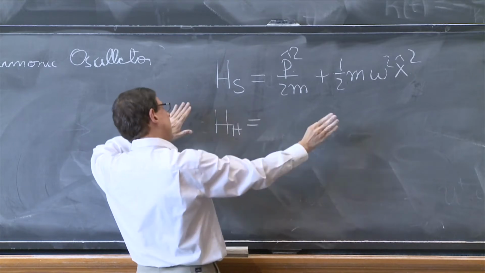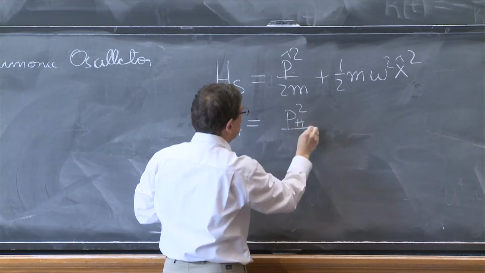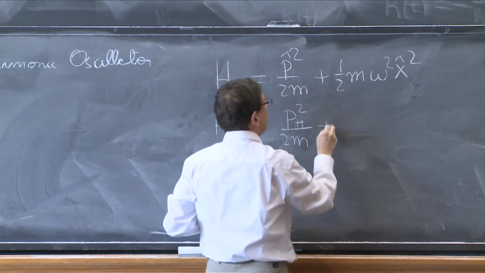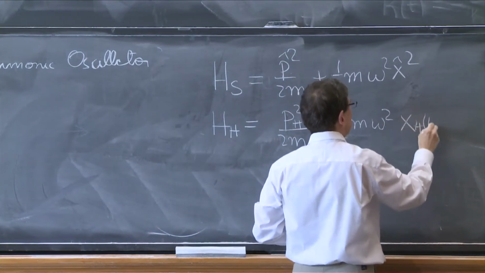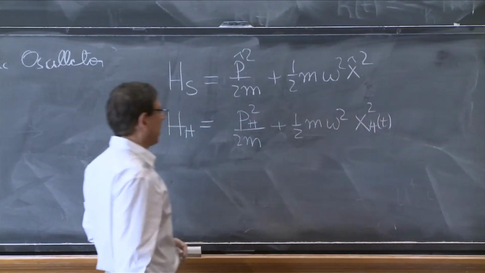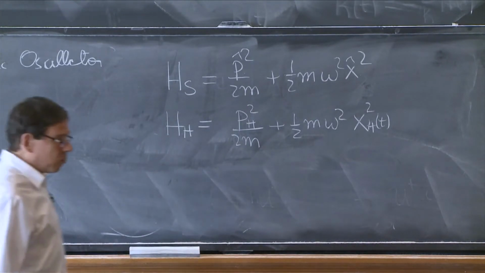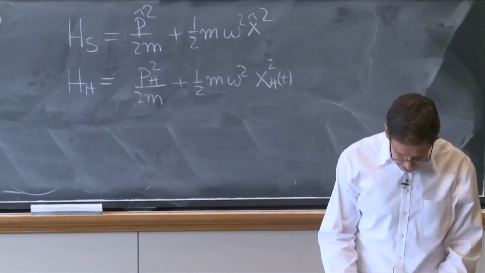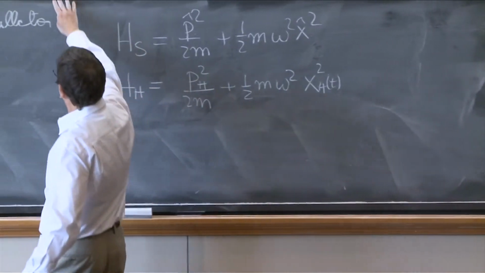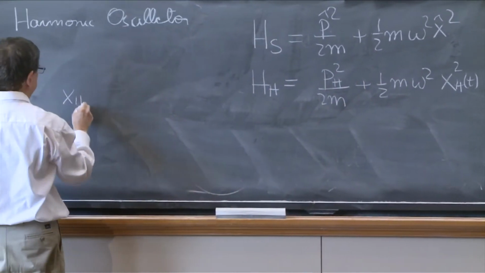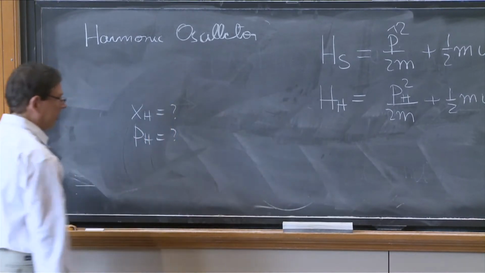Have a U dagger and a U from the right. They come here, and they turn this into p Heisenberg squared over 2m plus 1/2 m omega squared x Heisenberg squared. Okay, that's your Heisenberg Hamiltonian, and we will check, in fact, that it's time independent. So how about the operators x Heisenberg and p Heisenberg? What are they?